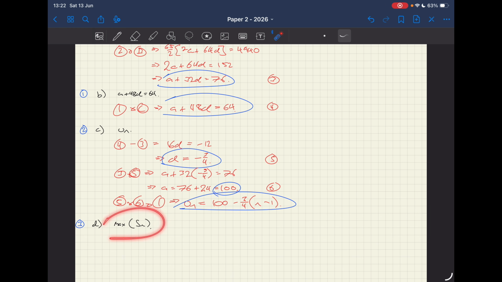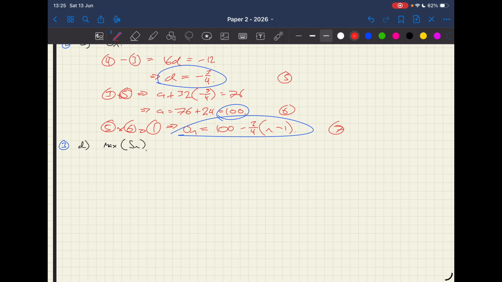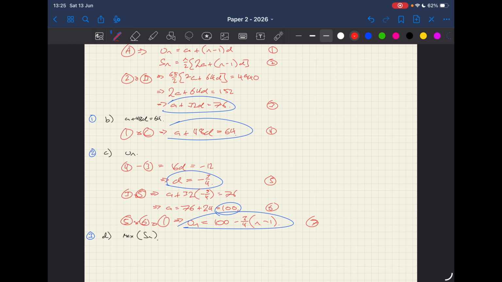We want to find now, for part D, the max value. I did a silly mistake on that one, so let's start again. We want to find the max value of the sum of our sequence. So we need to take the definition of the sum we have above. What fact number was that? That's going to be fact number 2. We're also going to take the fact that we just found, the actual definition of the individual sequence, so fact number 7.